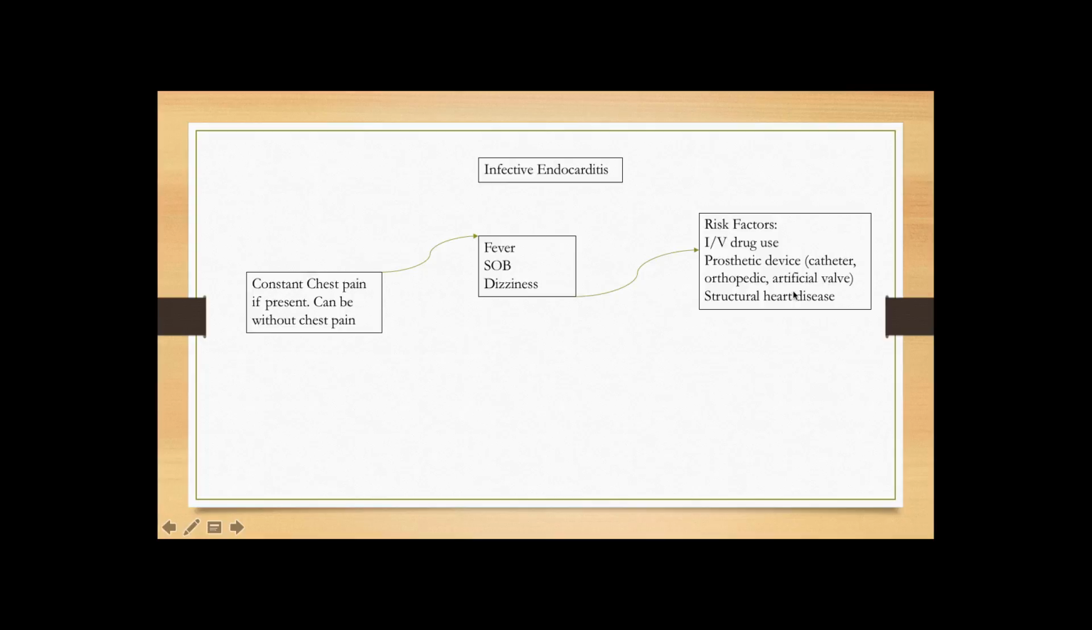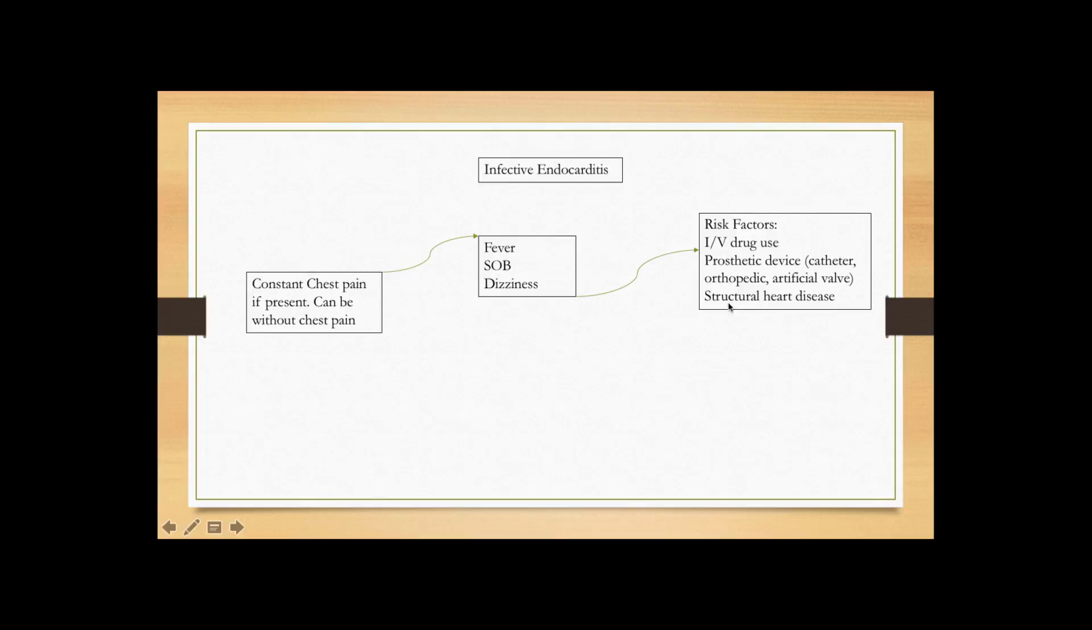Again, as you recall from your fever module, they have risk factors. The biggest risk factor is going to be IV drug use. So this patient can be quite young if they've been using IV drugs, and they can also be at risk if they have any prosthetic device. So any foreign body, for example, catheter, orthopedic device, artificial valve, or a structural heart disease.